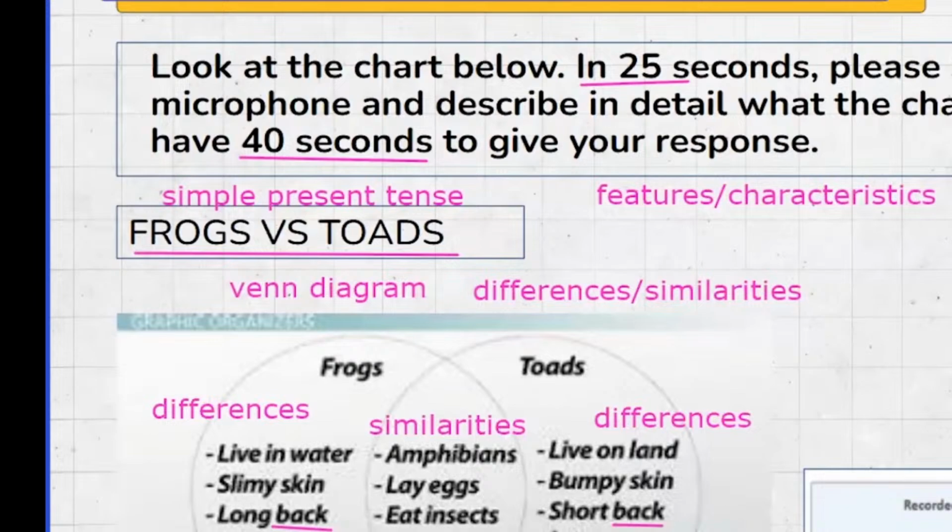Overall, it is clear that there are some similar traits seen in both frogs and toads, like their egg-laying capacity, followed by their preference to eat insects. However, there are also some major characteristic differences which set them apart. So well, students, that was a response that you can fit into your 40 seconds.